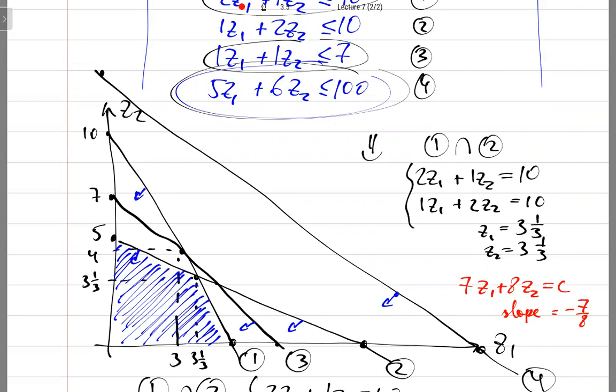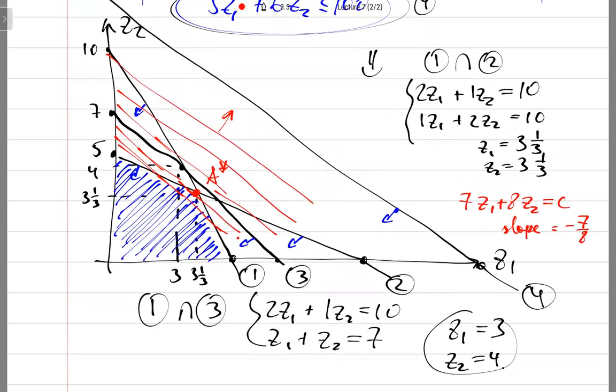And hence, I conclude that if I draw these lines, they will go like that. The slope is a little bit less than -1 by absolute value. And the function obviously grows in the northeast direction. And immediately I conclude that the optimal point is A star. Okay, any questions?